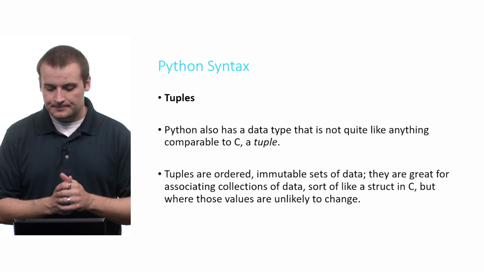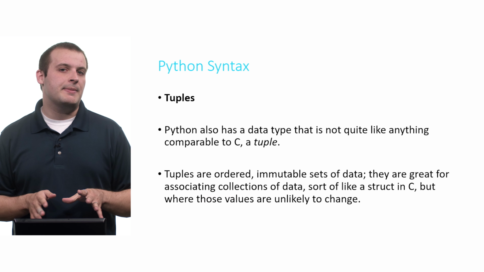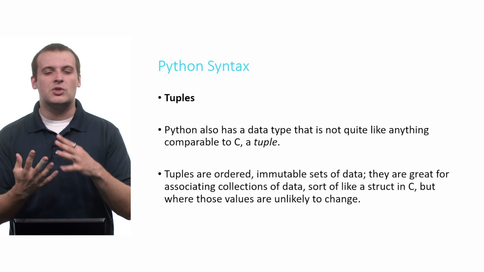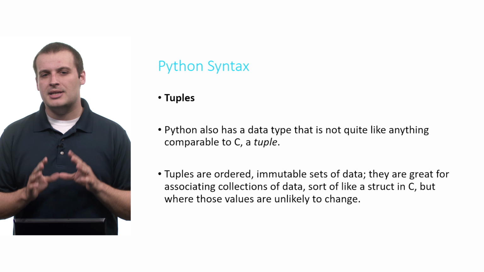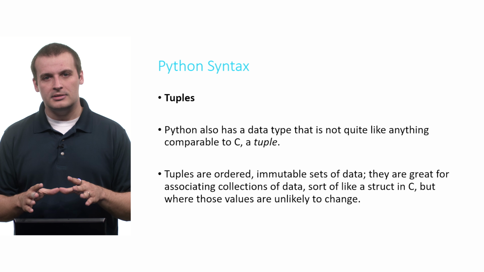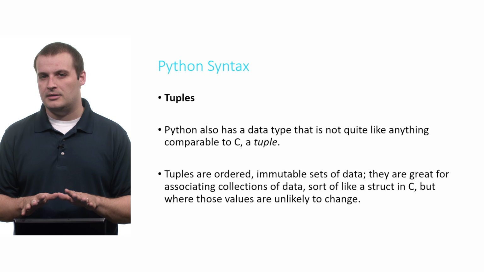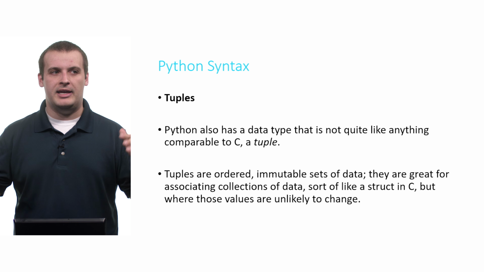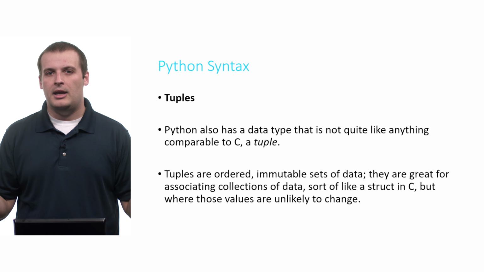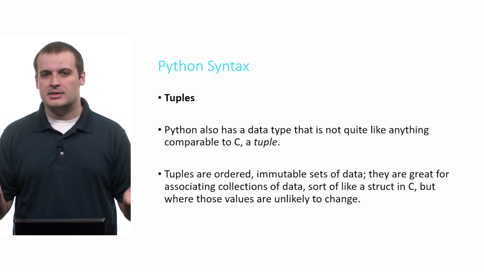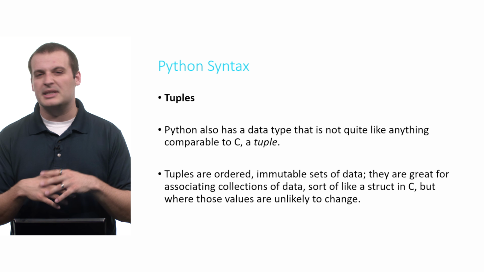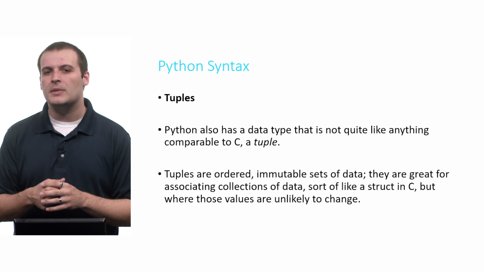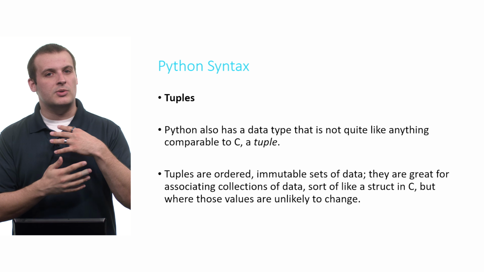Kind of useful. All right, here's a new kind of way of storing data in Python that we're not familiar with from C, and that's called a tuple. What a tuple is, is an ordered, immutable set of data. Basically what we're saying here is we have a collection of a couple of things that we will never change, but the order matters. And we'll take a look at an example in just a moment of what a tuple might look like, or what a list of tuples might look like, and why we might want to work with them. But they're really good for associating collections of data.